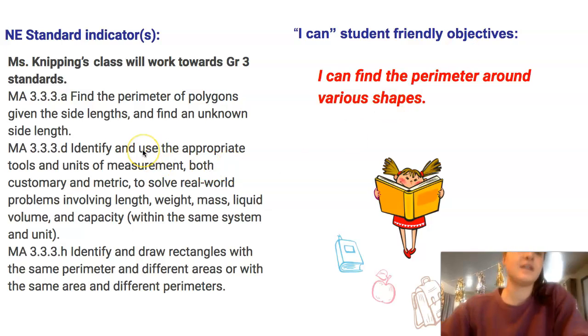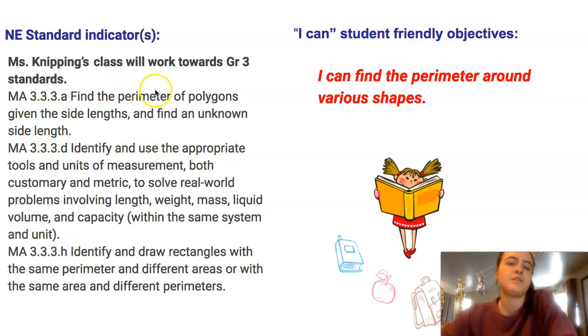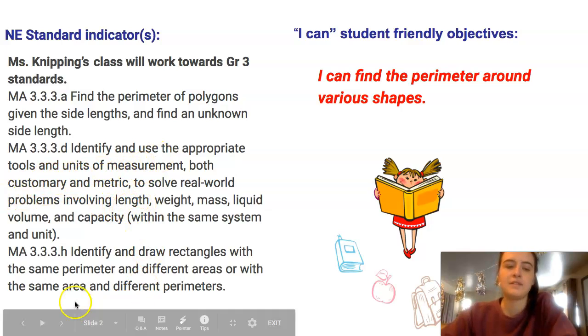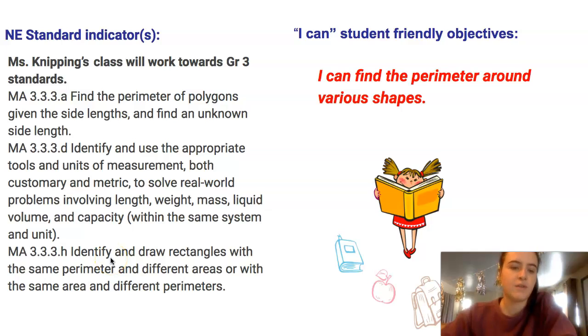So the Nebraska standards I found, the first one was just dealing with being able to find perimeter of various polygons. The second one is just being able to use correct tools and measurements to find that length. And then the last standard I'd connect would be identifying and drawing rectangles with the same perimeter in different areas. And then my student-friendly objective is I can find the perimeter around various shapes.